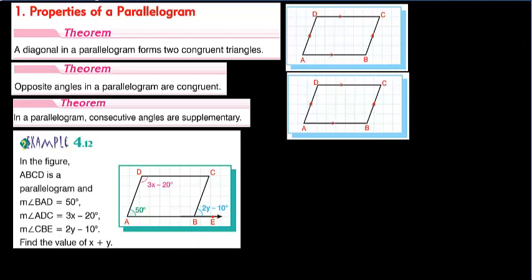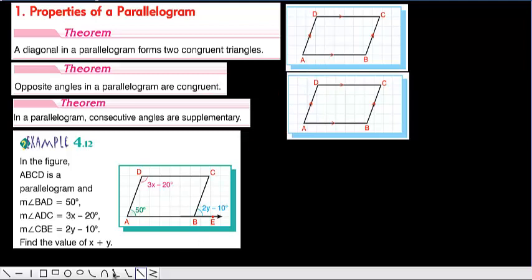If I draw one line from this point to, let's say, this point, I have two congruent triangles. Or if I divide like this, again I have two congruent triangles. They are congruent triangles to each other. This is the first property.